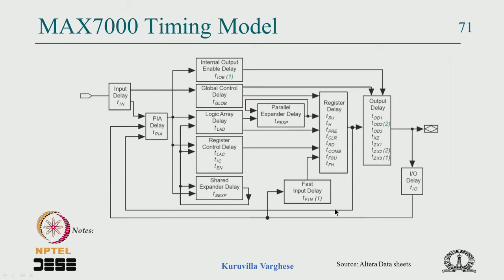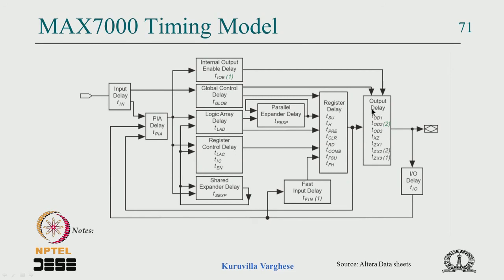This is the timing model of the CPLD MAX 7000. So it captures all the delays. Suppose you have a signal which is coming through an input pin, so there is a delay incurred. It goes to the crossbar, it incurs a delay. Then it goes to the logic array, so an AND gate delay is incurred. And if there is an expansion by parallel expander, additional cascading delay is added. Then if it goes to a flip flop, setup time is added.